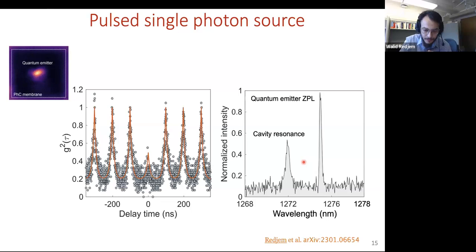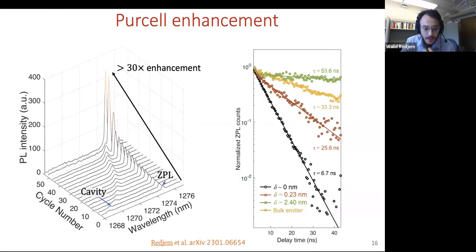This argon gas will condense and change the refractive index of the cavity. So this is plotted on the left: the photoemission spectrum as a function of cycle number. Cycle number is basically the number of steps you put argon inside the chamber. And you can see as we tune the cavity resonance toward the zero phonon line of the emitter, you can see an enhancement of the emission. And we managed to achieve up to 30 times enhancement.